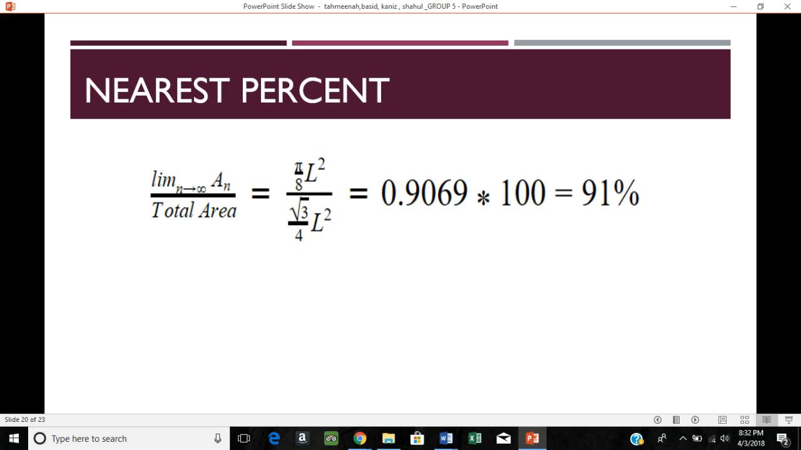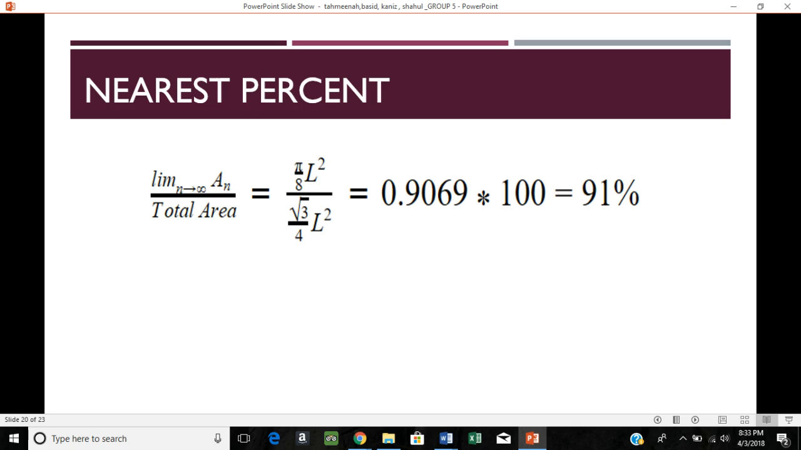Also, part E asks us to find the nearest percent. To do that, we're going to take whatever we found for the limit of a sub n as n goes to infinity and divide it by the total area of the equilateral triangle, which is root 3 over 4 l squared. If we do that math, we end up with 91%, which is the percent they're asking for.